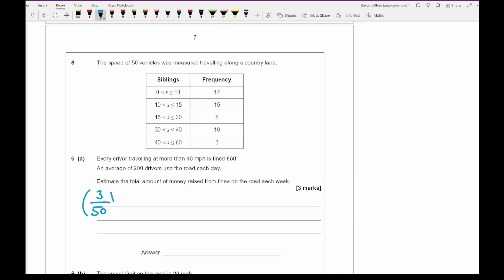Now that's the proportion. So if I multiply that by the number of drivers on each day, then that's going to equal 3 over 50 multiplied by 200 gives me an answer of 12. So that's 12 per day. So then each week, if I multiply that by 7, is going to give me 84 drivers. Now, if the fine is £60 per driver, if I multiply that by 60, I get 84 times 60, which gives me an answer of £5,040.